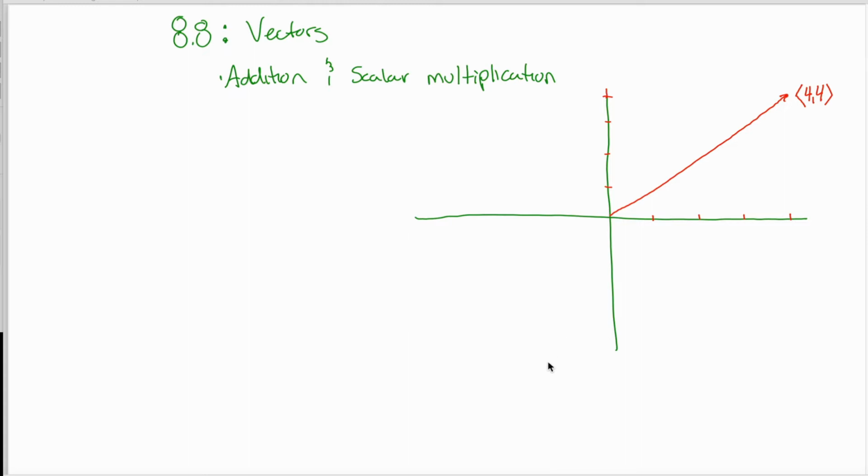Alright, so in this video we're going to do a little bit more with vectors. Specifically, we're going to learn the two fundamental operations of vectors, and they're addition and scalar multiplication.